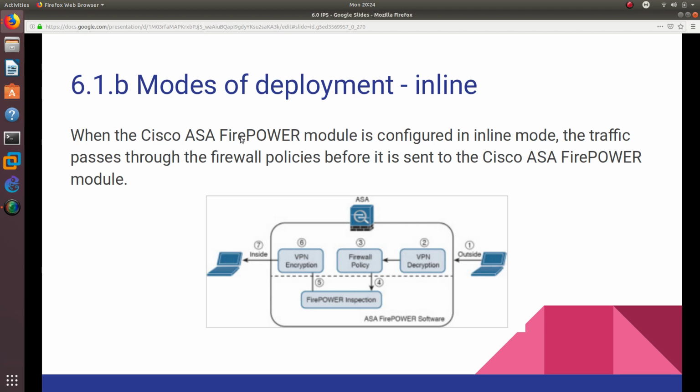When the Cisco ASA Firepower module is configured in inline mode, the traffic passes through the firewall policies before it is sent to the Cisco ASA Firepower module. And as you can see right here, coming from the outside, the VPN decryption, it goes into the firewall policy, and then the firewall sends it to the Firepower inspection, and from the inspection, it goes into the VPN encryption, and then it goes to the inside.